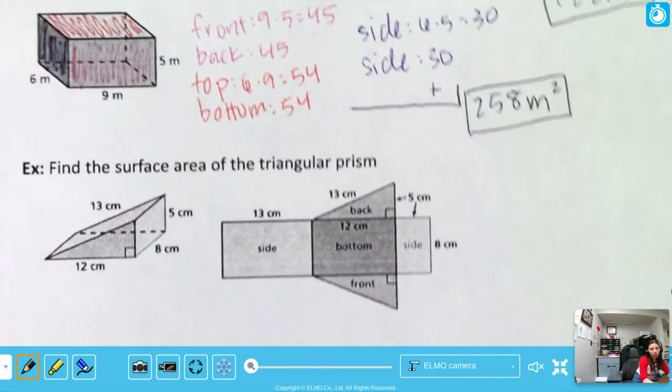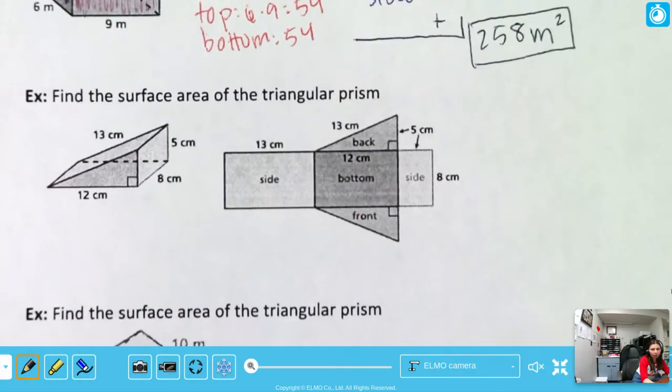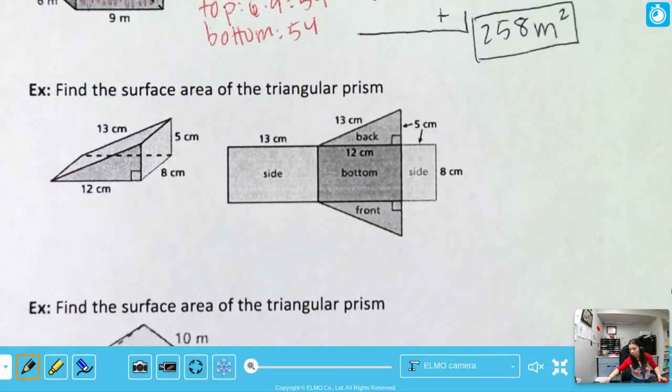Okay, next we're going to move on to a different type of prism. This is a triangular prism. So instead of having rectangle bases, it has triangle bases. Here is an example of a triangular prism right here. We can see it has a triangle there and a triangle on the other side, and they are connected by rectangles. There are 3 of them.